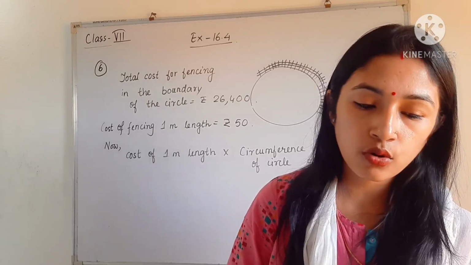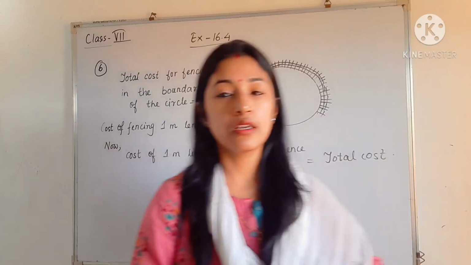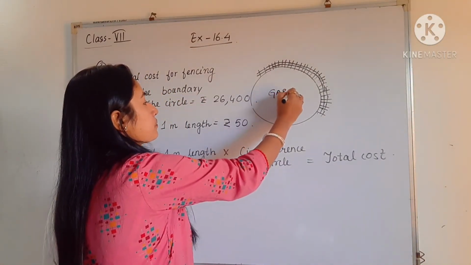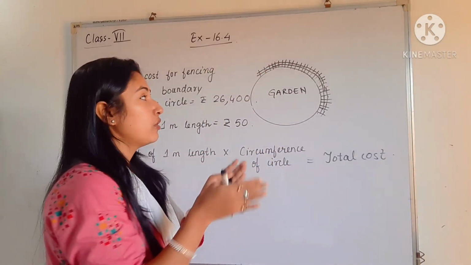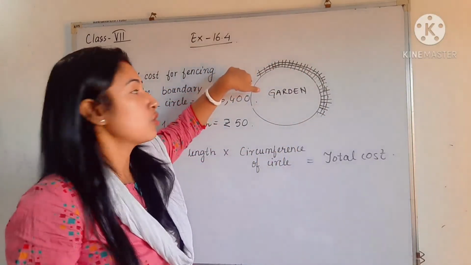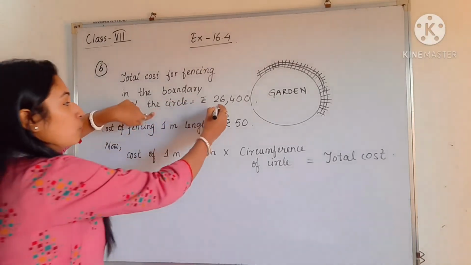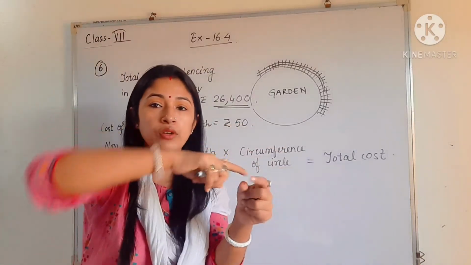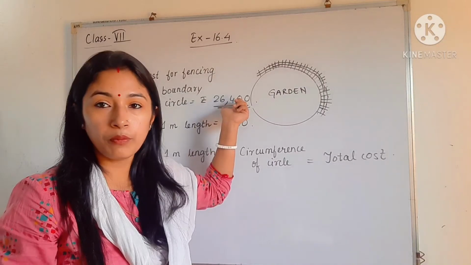To fence a circular garden, the total cost is rupees 26,500. That means there is a circular garden. Suppose this is a circular garden. Okay, this is a garden which is in the shape of a circle, and we have to fence the boundary. We have to put the fencing around the boundary. So the total cost for putting the fencing in the boundary is rupees 26,400. That means for fencing the whole boundary, this many rupees we have to pay.